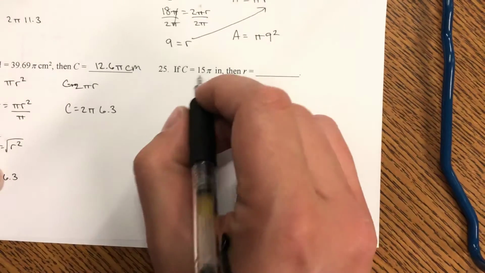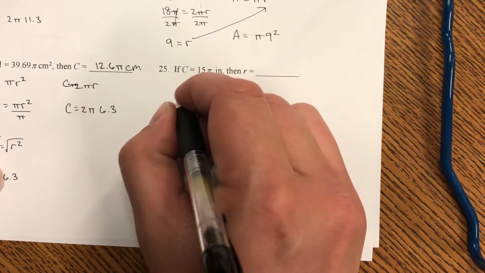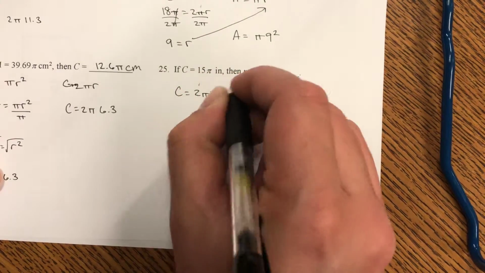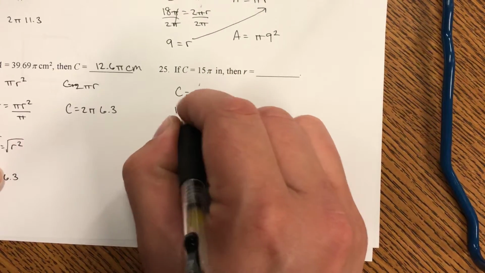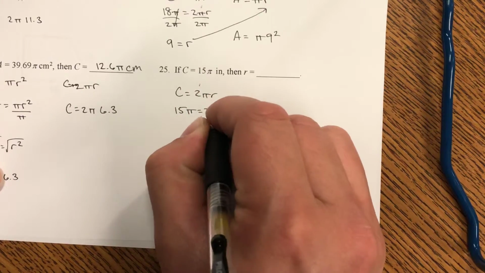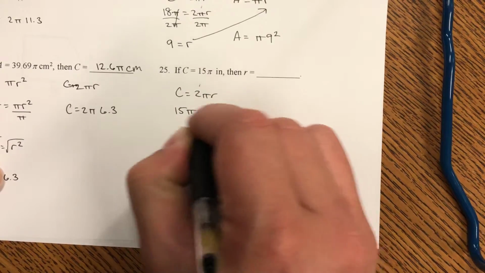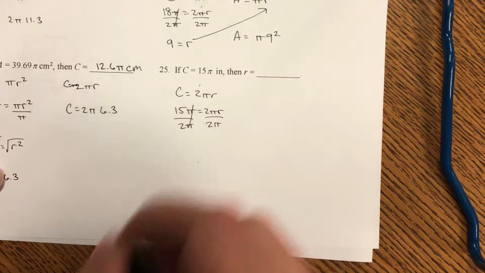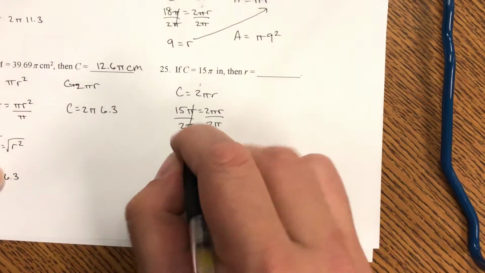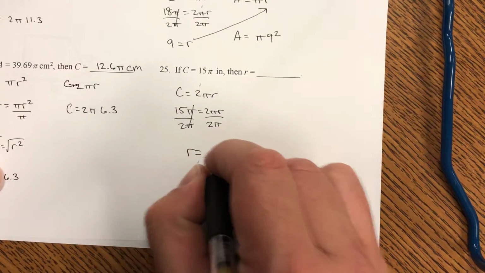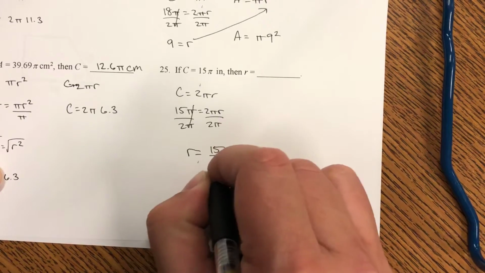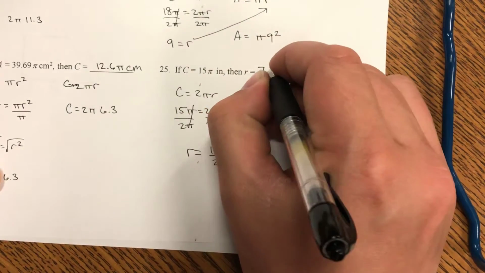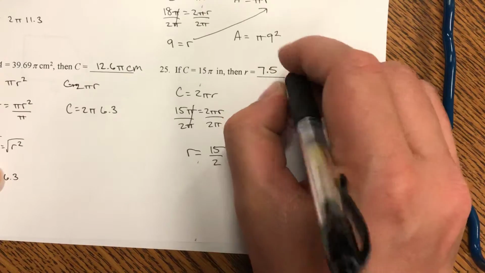Over here, the circumference is 15 pi. Circumference equals 2 pi r. We're looking for the radius. So 15 pi equals 2 pi r. Divide by that 2 pi. Pi over pi is 1. 15 over 2 is 15 halves, or 7.5. So r equals 15 halves, or you could also write it as 7.5 inches.